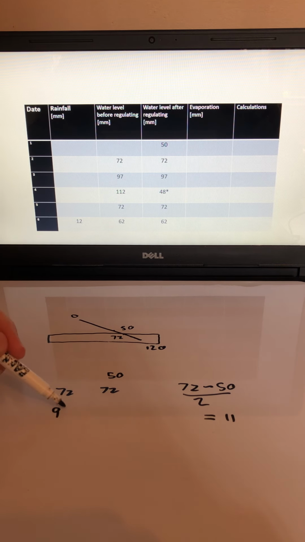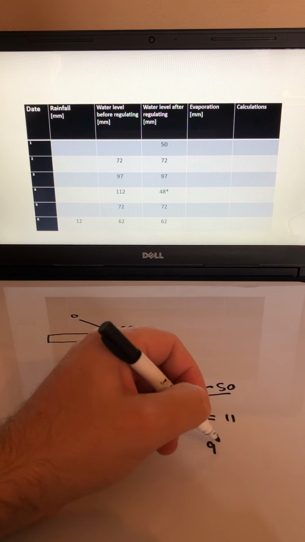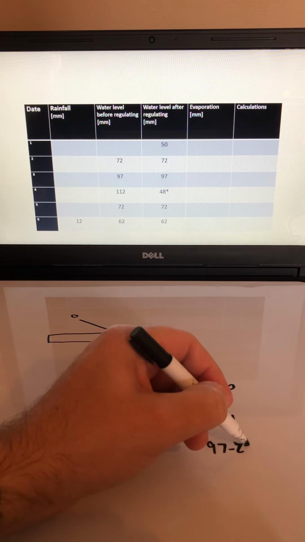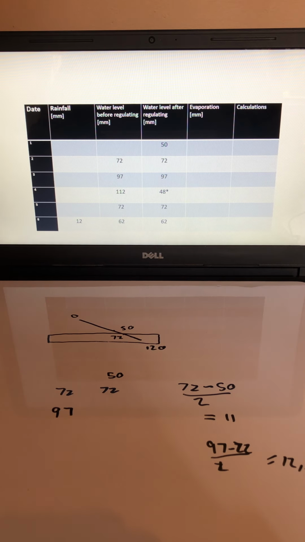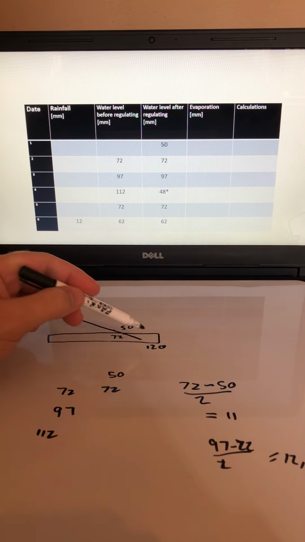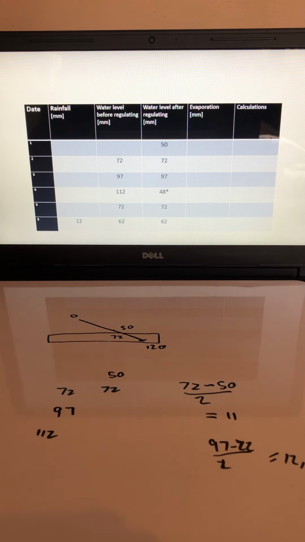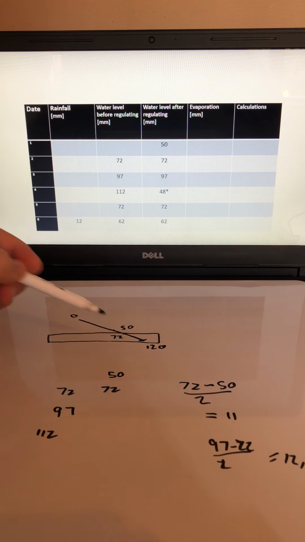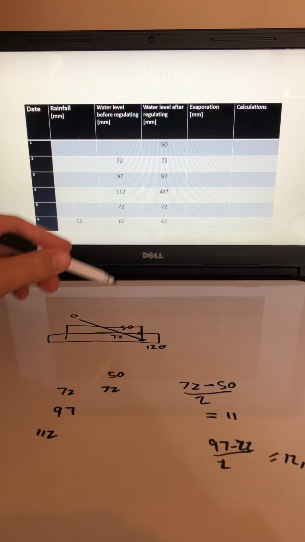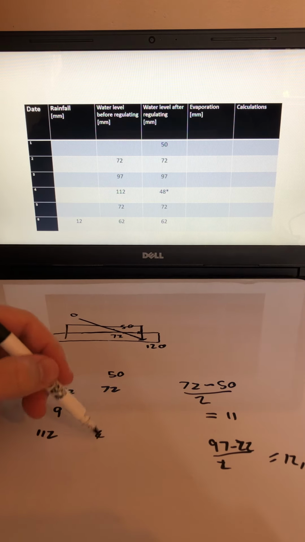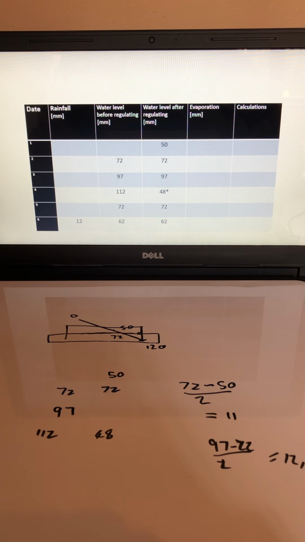The next day, it's 97. So you do the same. You'll say 97 minus 72 divided by 2. And that'll give you 12,5. And so it continues. So now on day number 4, you get to 112 and you realize that it is going to be too empty now for you to be able to measure effectively on the next day. So you top this thing up with water again, and you get to 48. And that is why we have two different columns for before regulating and after regulating.